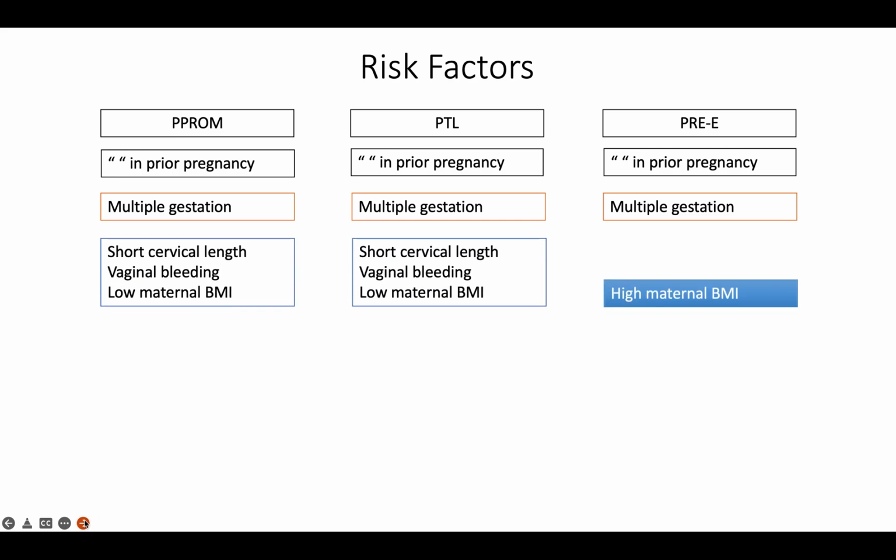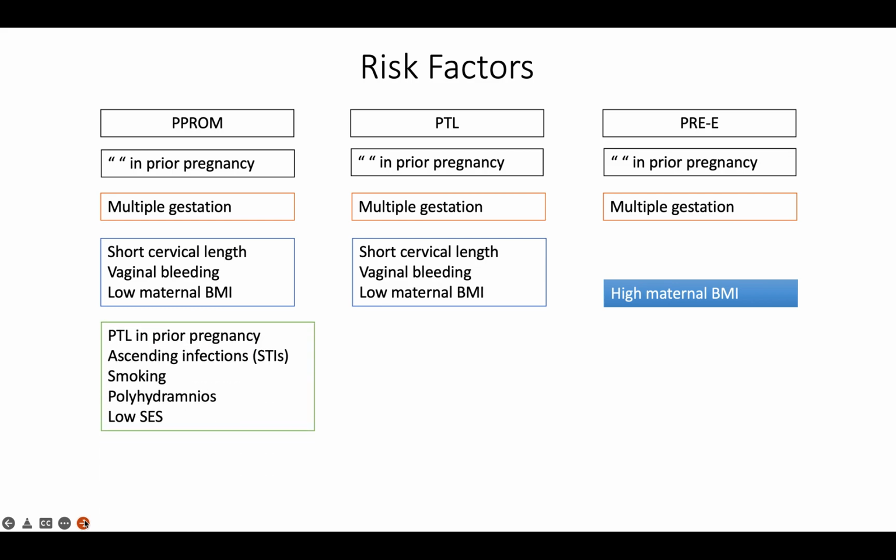For PPROM and PTL, short cervical length, less than 25 millimeters, vaginal bleeding, and low maternal BMI can increase the risk of PPROM and PTL. In contrast, high maternal BMI can increase the risk of PRE-E. For PPROM, preterm labor in a prior pregnancy can increase the risk. Ascending infections, like sexually transmitted infections, smoking, polyhydramnios, and low socioeconomic status can all increase the risk of PPROM.